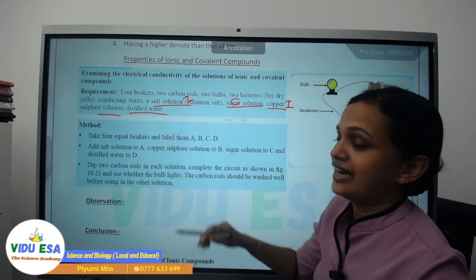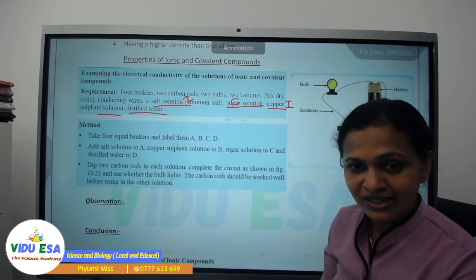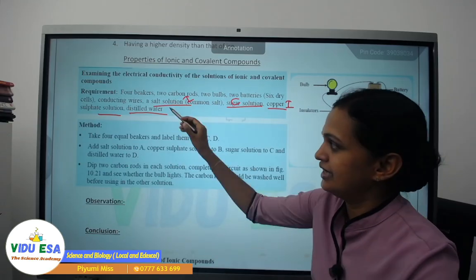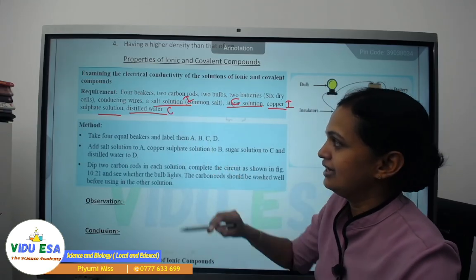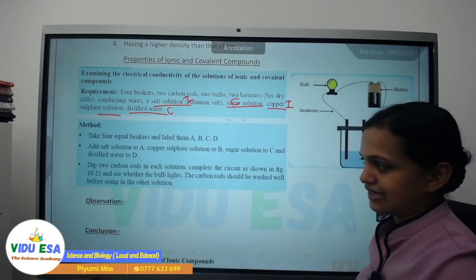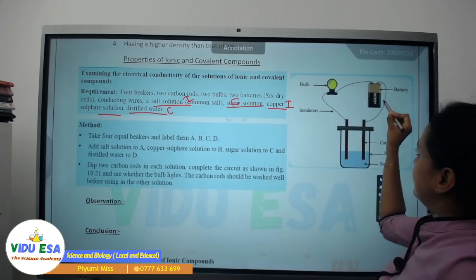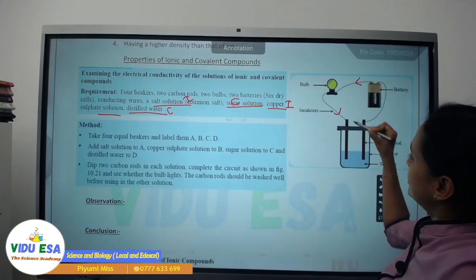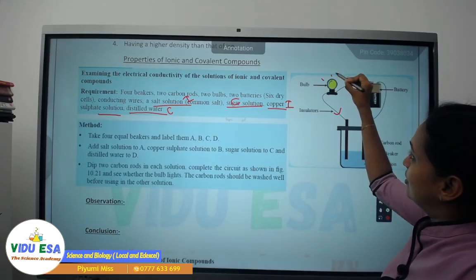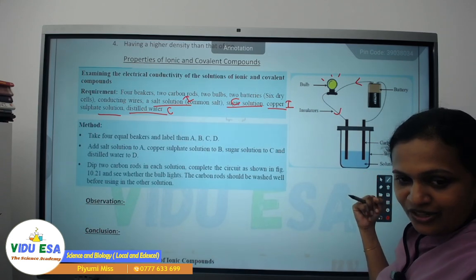Sulfate radical. Distilled water. There are no salts or minerals dissolved in it. Therefore, distilled water also has covalent bonds. The water molecule has covalent bonds. What would be the observation? Here the circuit gets completed through this liquid. If the liquid conducts electricity, the bulb will glow. If the liquid does not conduct electricity, the bulb will not glow.